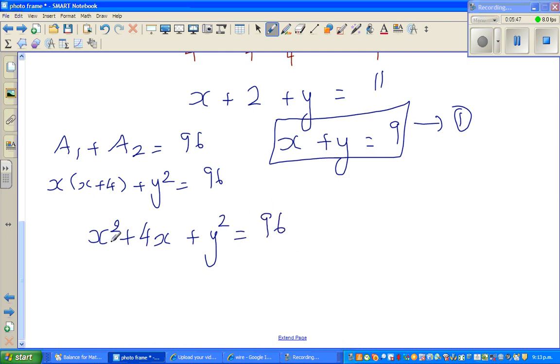I got an x squared, I got an x, I got a y squared. So you got too much information. I want to try to get everything in terms of x. So can I write y in terms of x from somewhere?